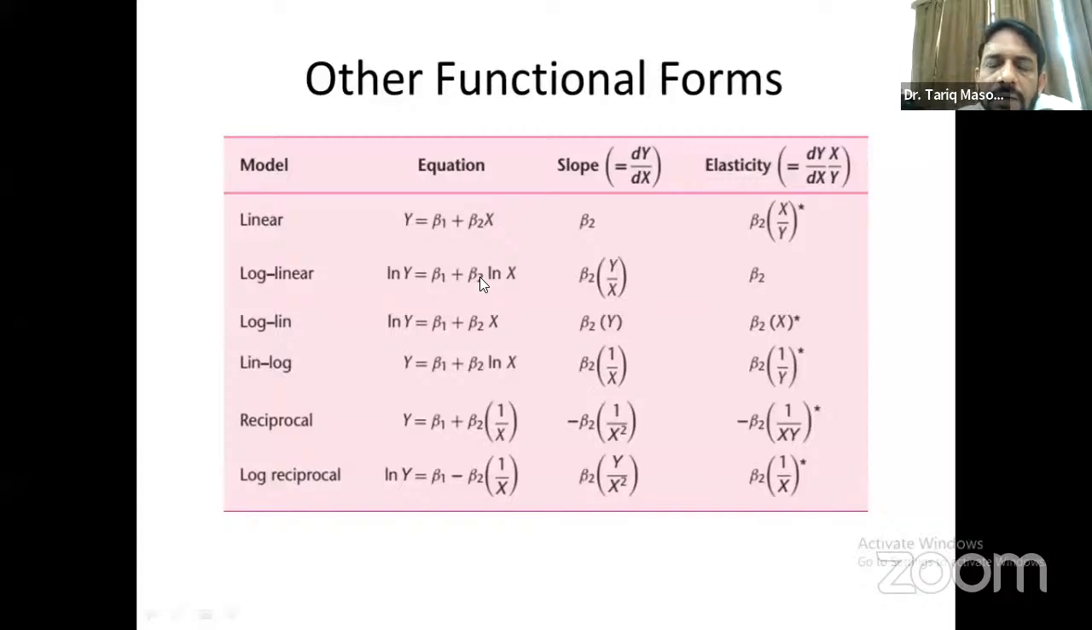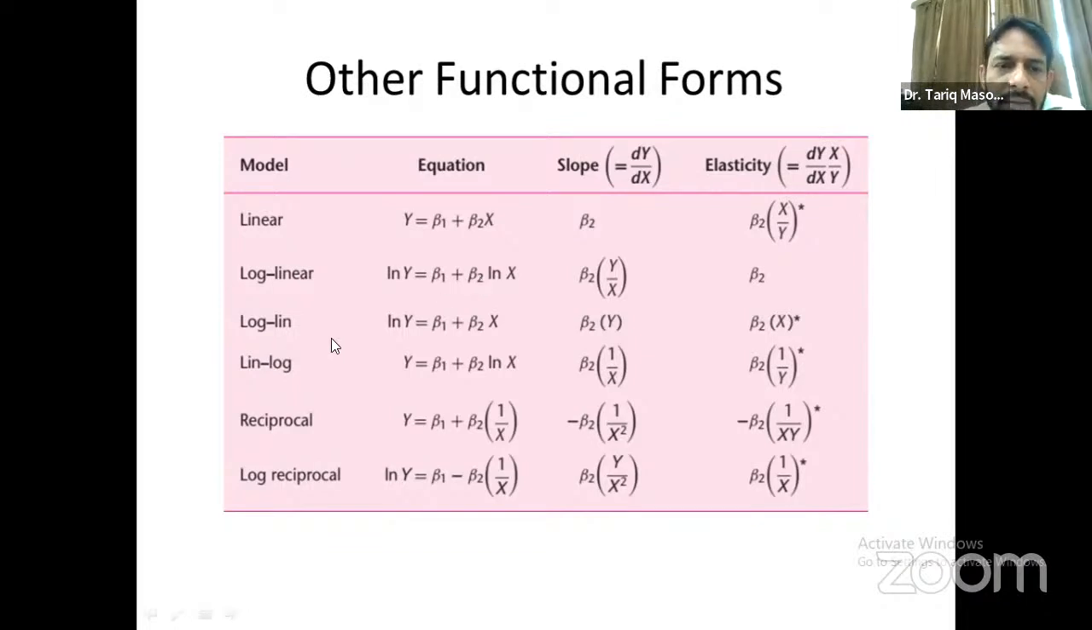In case of the second model, it is basically percentage variation. We define it in terms of percentage variation. So beta 2 is, when there is a 1% change in log x, there is a beta 2% change in y. This is the interpretation. When there is a 1% change in x, there is a beta 2% change in y.